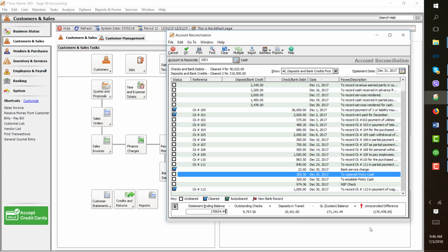Finally, be sure to also mark the $22 service charge and the $974.36 NSF charge at the bottom. The reconciling difference at the lower portion of the screen must be 0. Remember to enter your ending balance of 170,654 and 44 cents. Once you think you have the reconciled balance to be unreconciled difference of being zero, then you must be confident.